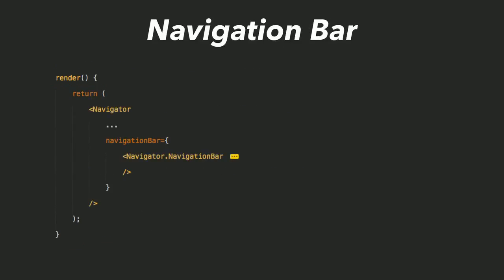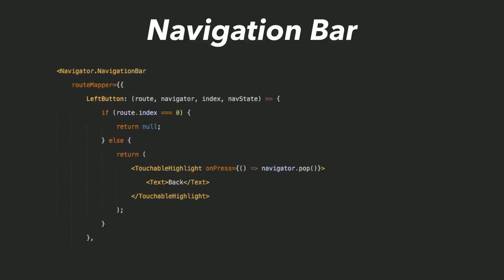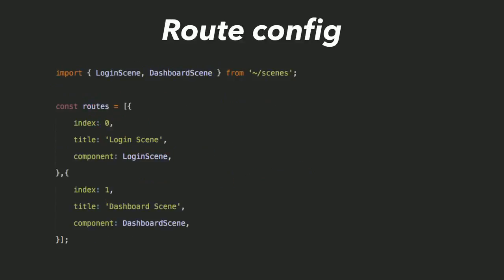And then there is the navigation bar. The navigation bar is managed from within the Navigator, so you have to provide it inside the Navigator, and then you have to provide it with left buttons and right buttons. But if you want to render a different left button or right button for a different scene, how are you going to do this in this view? It's quite hard, and you have to do a lot of configuration in, for example, these routes.